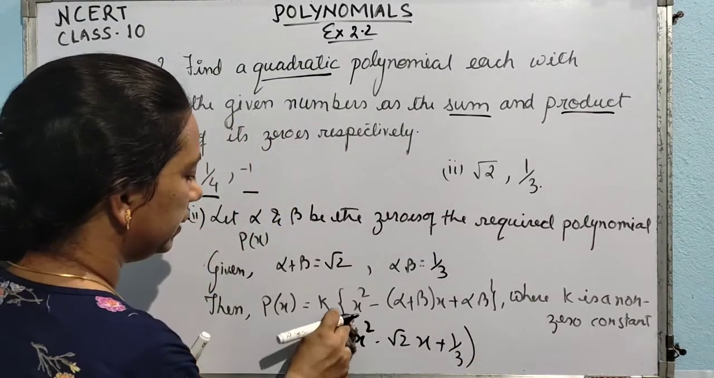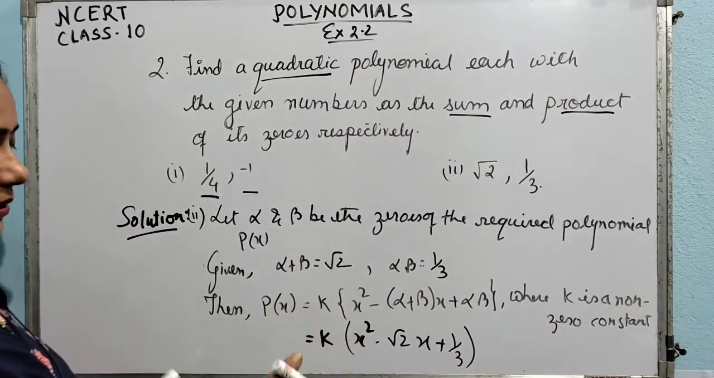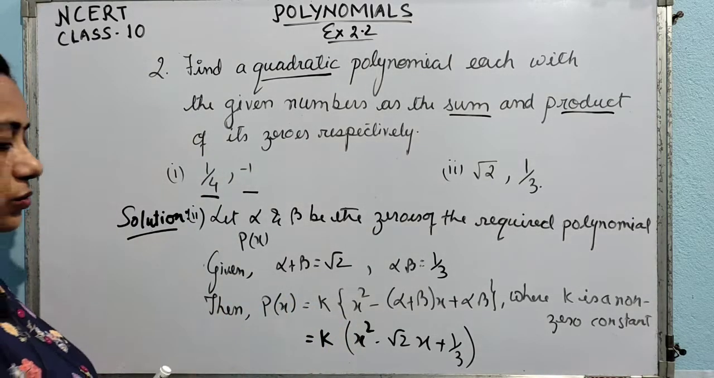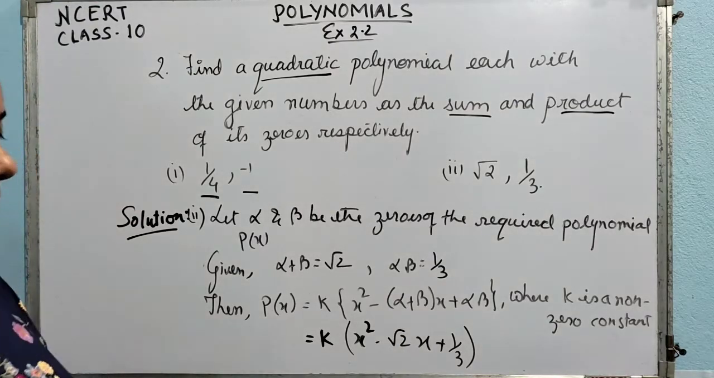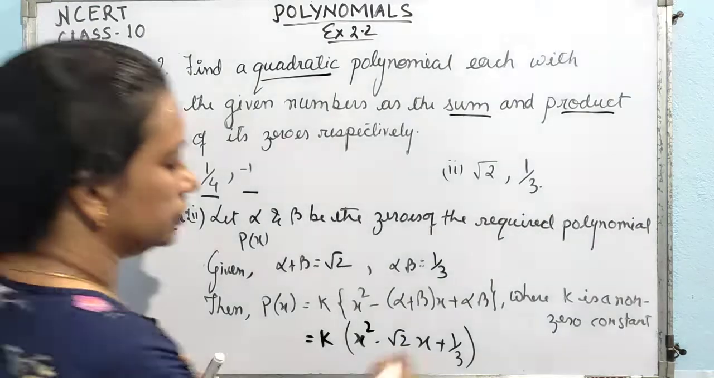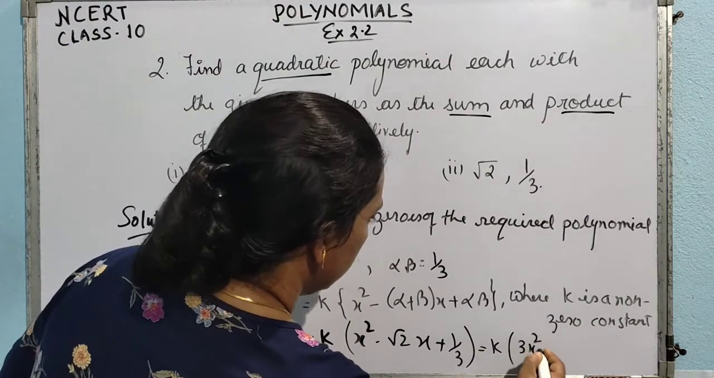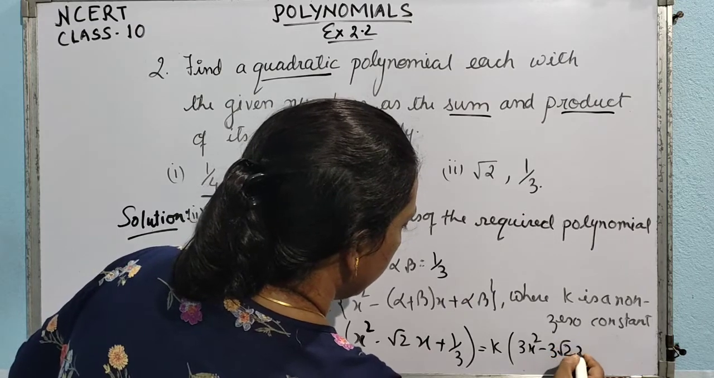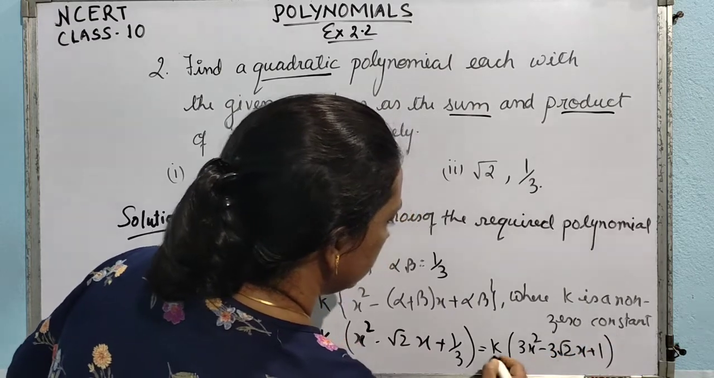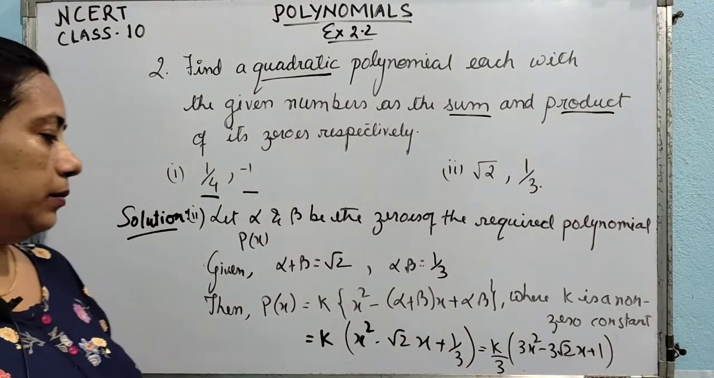So if you leave the answer like this, then also it's okay. If you try to simplify it, then also it's okay. Up to this also you can leave. And if you wish, you can go one more step ahead: 3x square minus 3 root 2 x plus 1. You can take the 3 outside. Like this also it will be okay.